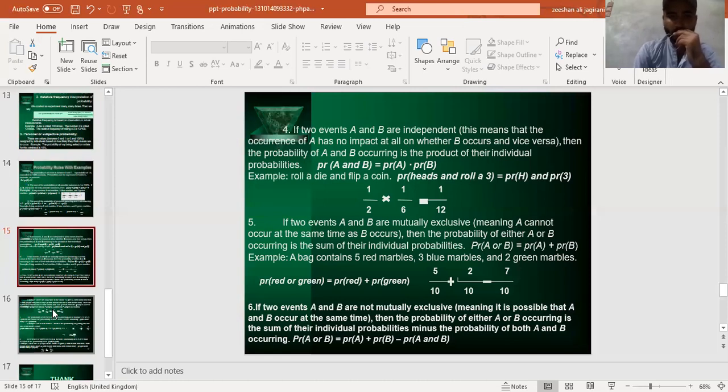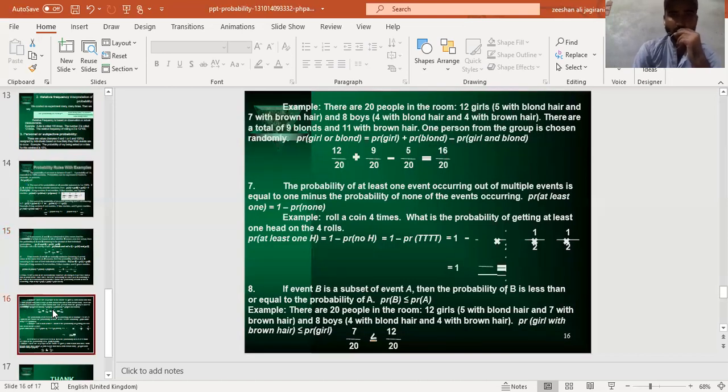Number six, if the events A and B are not mutually exclusive, meaning it is possible that A and B occur at the same time, then the probability of either A or B occurring is the sum of their individual probabilities minus the probability of both A and B occurring. Like P(A or B) is equal to P(A) plus P(B) minus P(A and B).